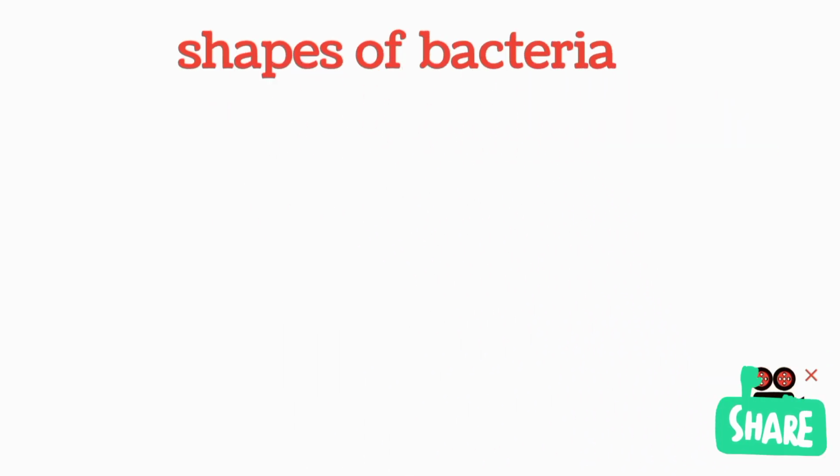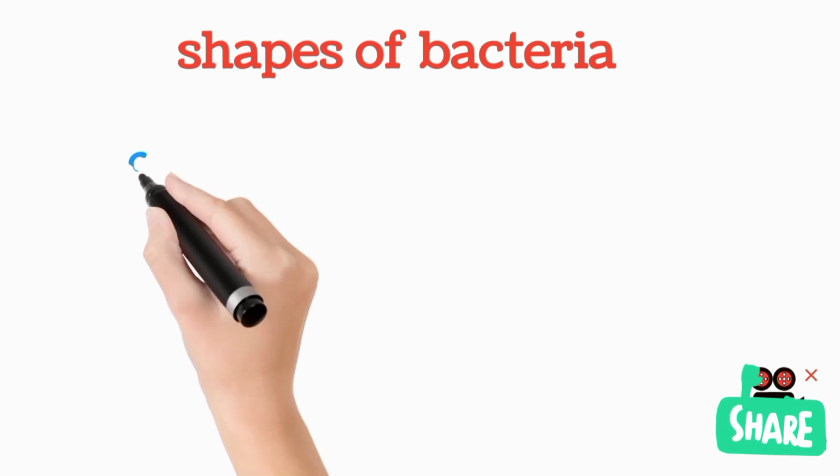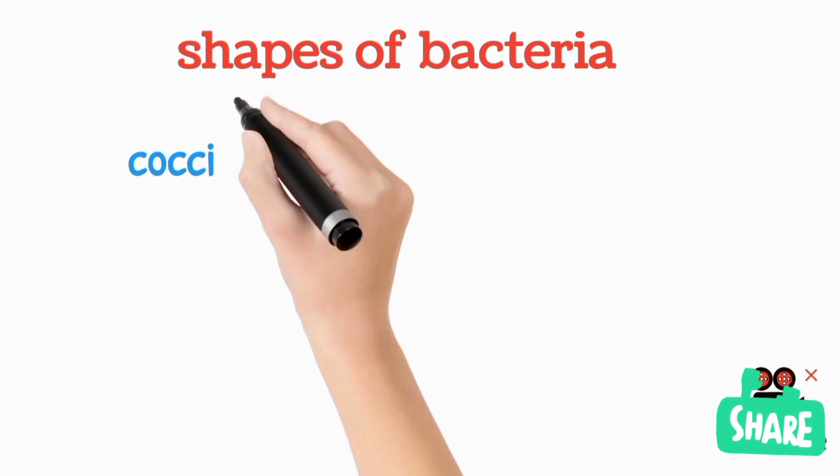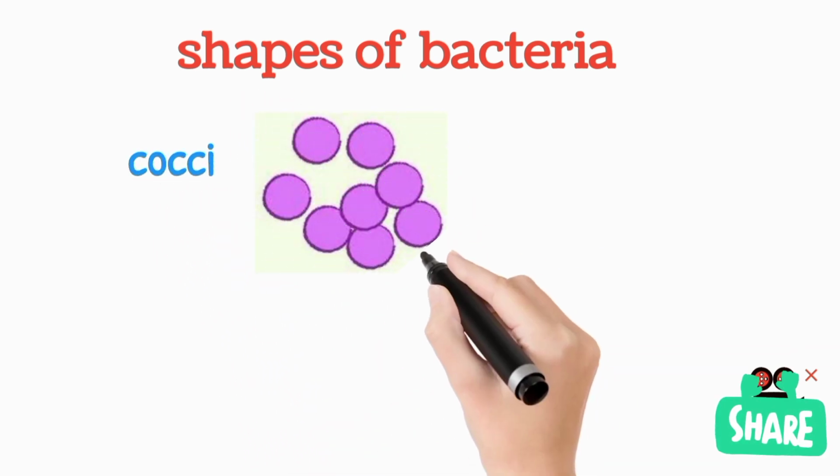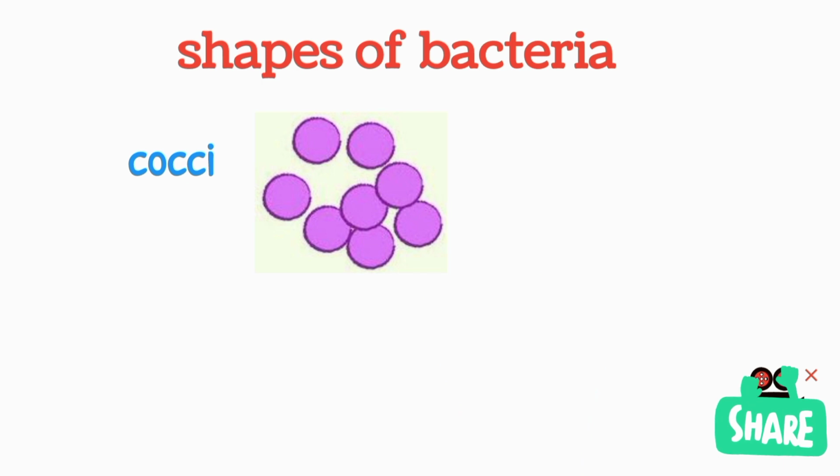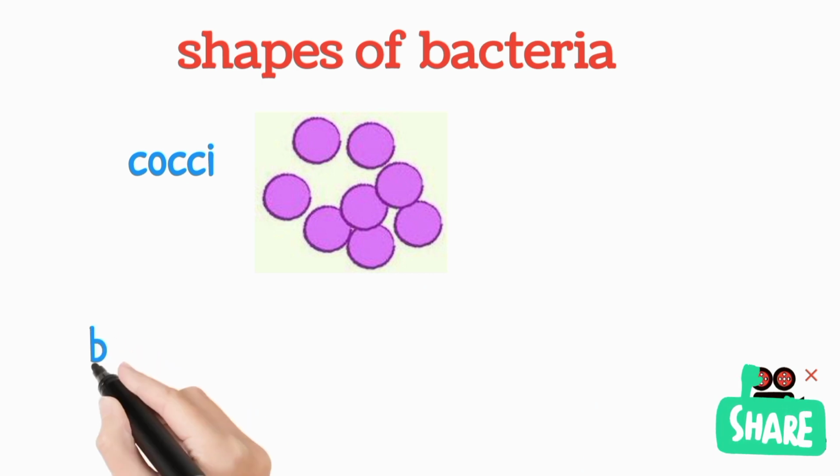Shapes of bacteria. The majority of bacteria have one of three shapes. We have cocci. These are circular to ovoid-shaped bacteria. They can be circular, ovoid or spherical. And remember, cocci is a plural word. Singular is coccus. So one bacterium will be called a coccus, whereas multiple bacteria will be called cocci.